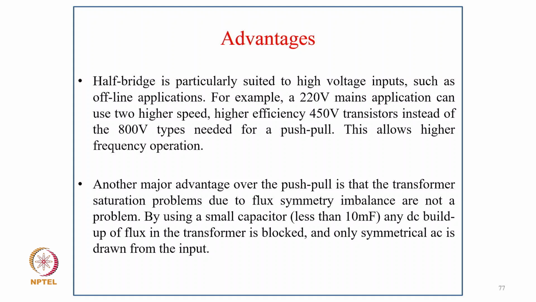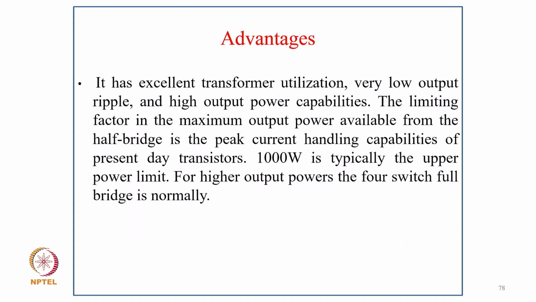Another major advantage over the push pull is that transformer saturation problems due to flux asymmetry and imbalance are not a problem here. By using a small capacitor, less than 10 microfarad, the DC building of flux in the transformer is blocked, and only symmetrical AC is drawn from the input. So it has excellent transformer utilization, very low output ripple, and high output power capability.